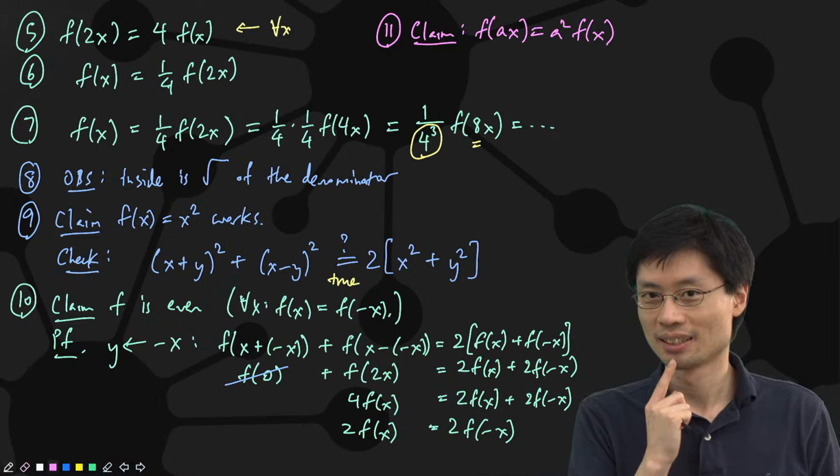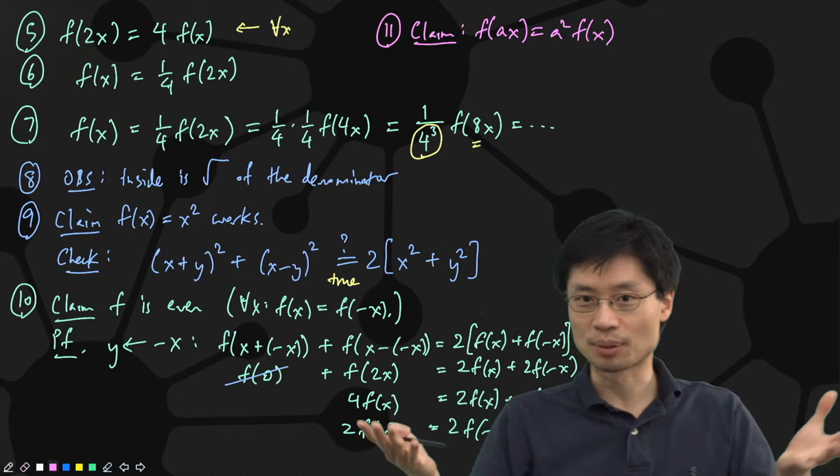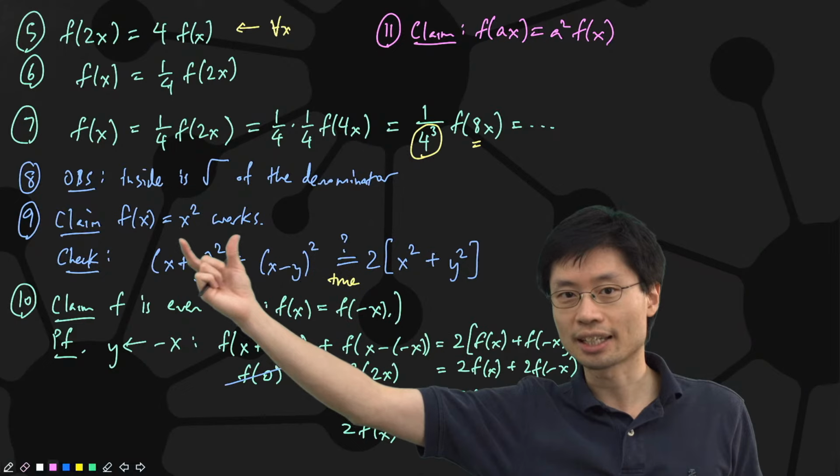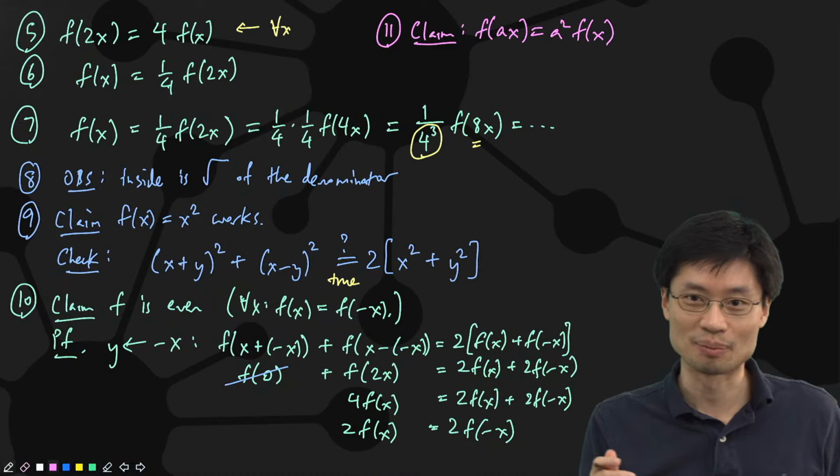All right, so let's go to the next screen. I want to summarize what we have so far. We now know even function and 0 goes to 0 and that x squared does work. And now, because of this observation, we're going to jump all the way to this claim that says f of a times x is a squared f of x. I'm going to rewrite the claim and then let's try to prove it. Sometimes making the right claim is a very important part of solving the problem. F of ax is equal to a squared f of x.